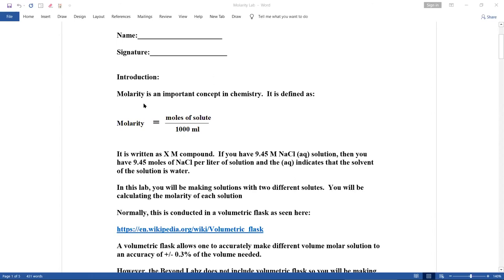So if we look at the lab, molarity is an important concept. It's defined as moles of solute. Notice here, I did 1,000 milliliters right off the bat. And it's written as X capital M compound. So if you have 9.45 capital M NaCl bracket AQ close bracket solution, then you have 9.45 moles of sodium chloride per liter. I really should have put here per 1,000 milliliters of solution. The AQ in the brackets indicates the solvent of the solution is water.